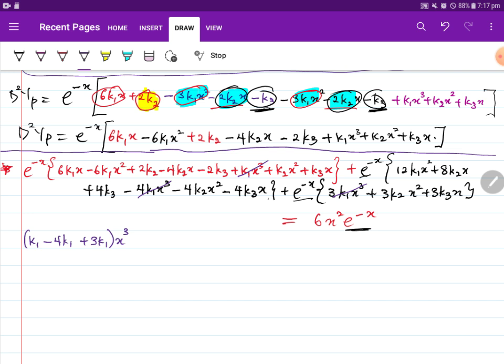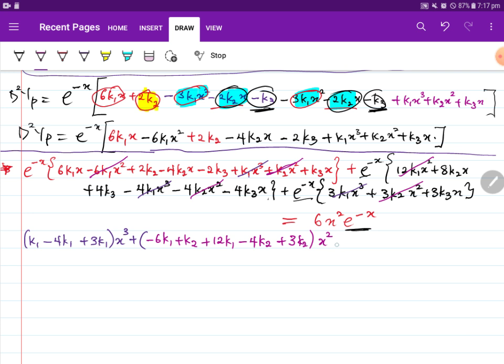That's the first one. Now let's pick x raised to power 2 plus into bracket. This is x raised to power 2 minus 6k1 x raised to power 2. That's plus k2 x raised to power 2 plus 12k1 x raised to power 2 minus 4k2 x raised to power 2 plus 3k2, close the bracket, x raised to power 2.